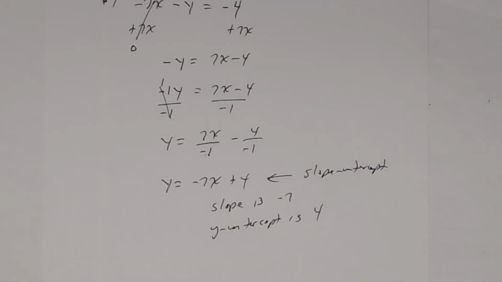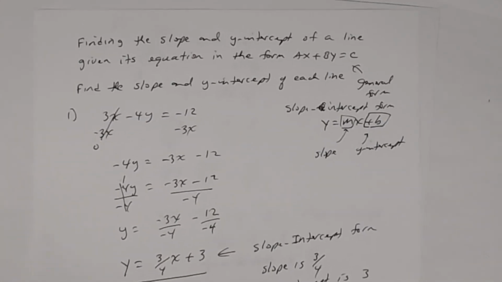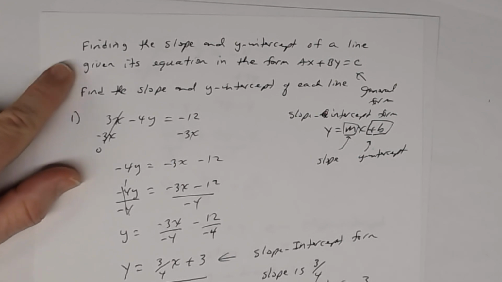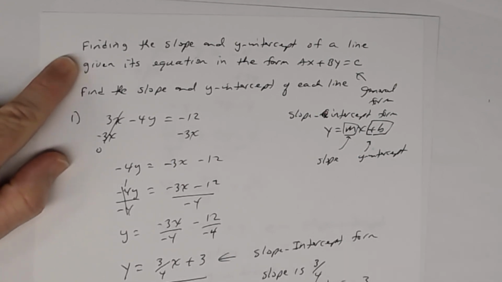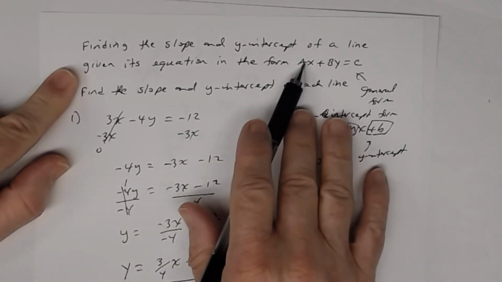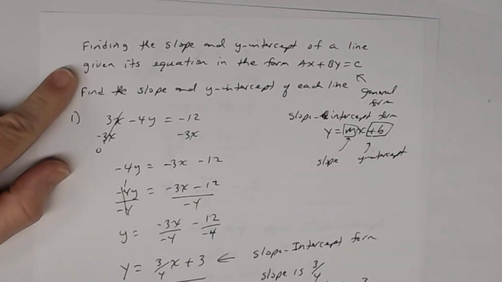And so that should give you enough to be able to understand this topic where you're finding the slope and the y-intercept of a line given its equation that's in the form ax plus by equal c.